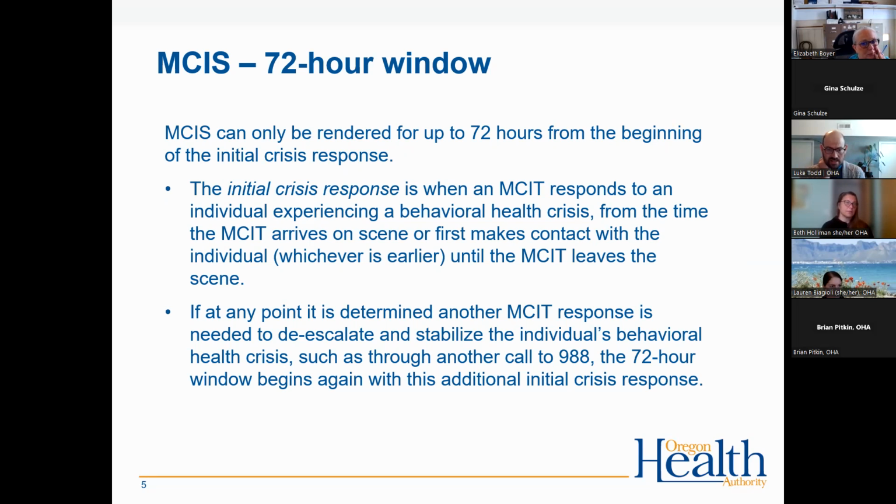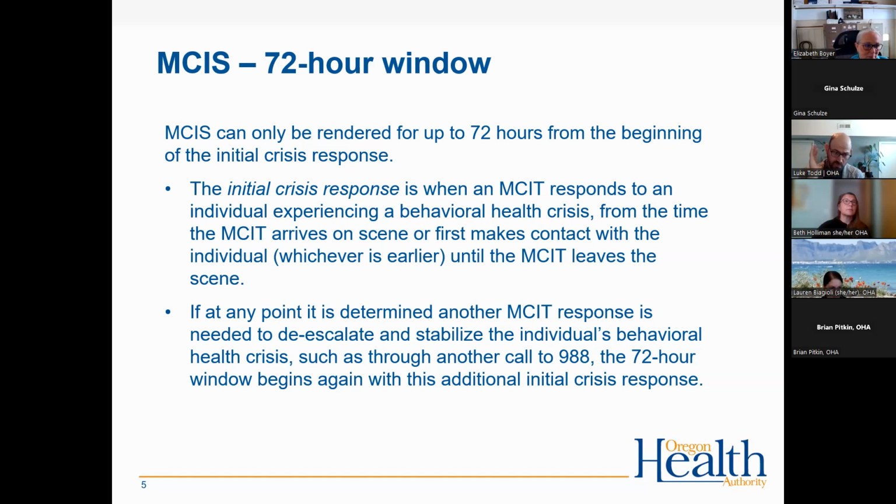Another question that y'all had, and this again gets more toward the programmatic side, but it's highly relevant for billing, is when does that 72-hour window begin again if there's another crisis? Whether you're in hour 50 of that 72-hour window or 3 weeks later, if at any point it's determined that another MCIT response is needed to de-escalate and stabilize the individual's behavioral health crisis, and this could potentially come through another call to 988 or your county crisis lines, the 72-hour window will begin again with that additional initial crisis response.